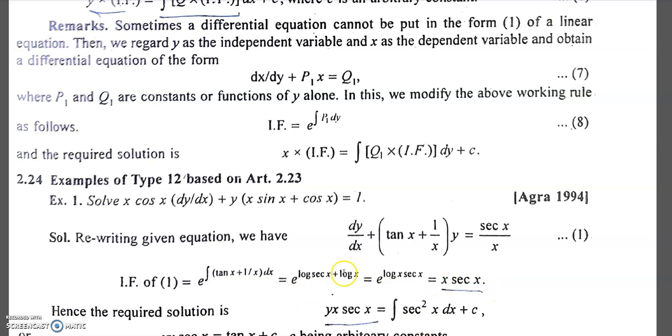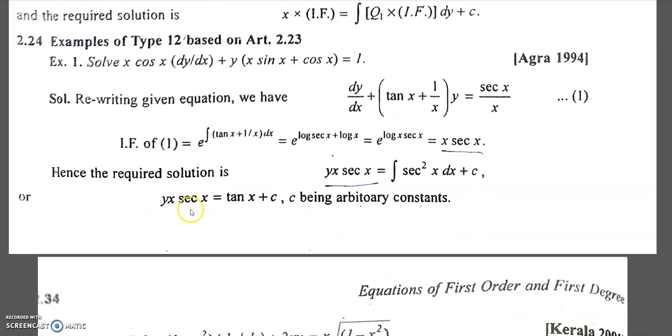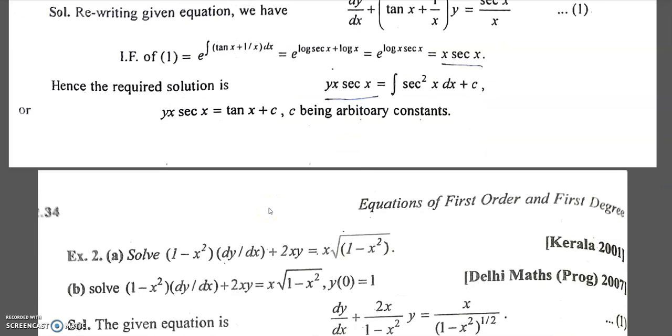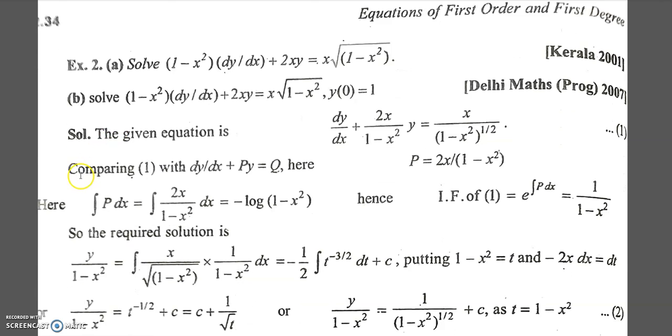Now the required solution is what? y into integrating factor means y into x sec x equal to integration of q into integrating factor, that means sec square x dx plus c. So integration of sec square is tan x, so y x sec x equal to tan x plus c. That is your answer. Similarly, do this b, example 2 of b.